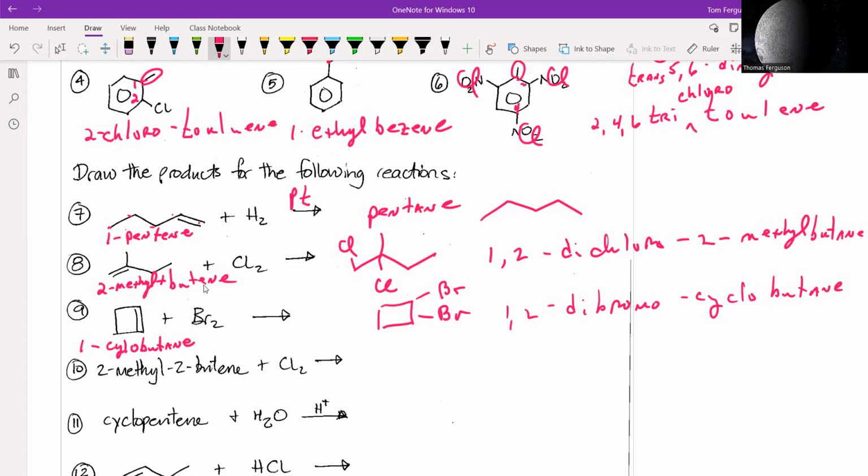No, the double bond's gone, because we added the 2 Brs across it. That's why it's butane. What you start with is a butene because it still retains the double bond. Oh yeah, it should be butene. Yeah, butene.